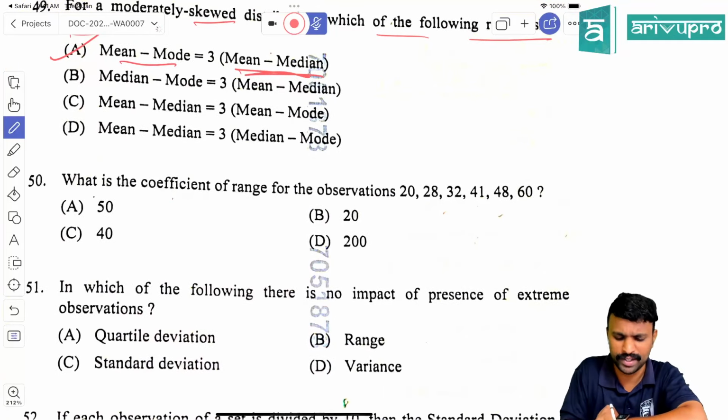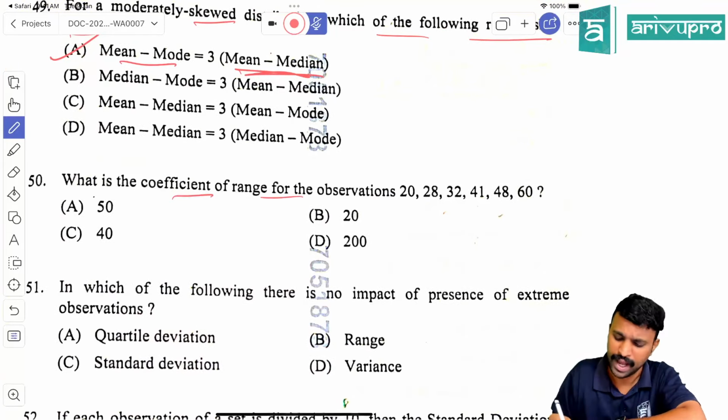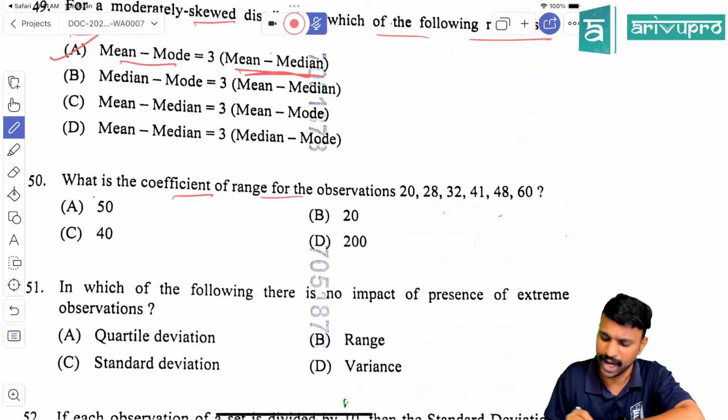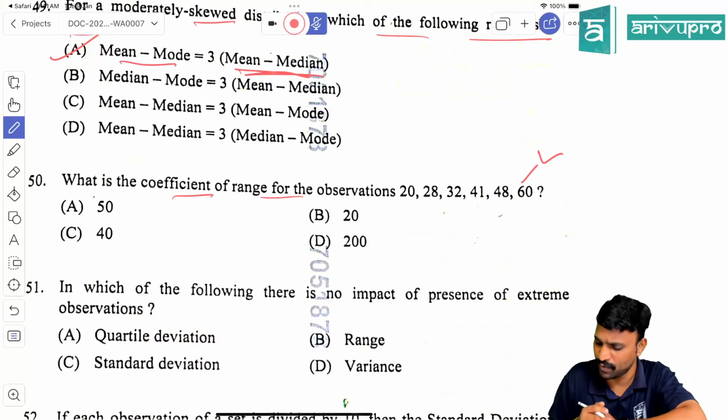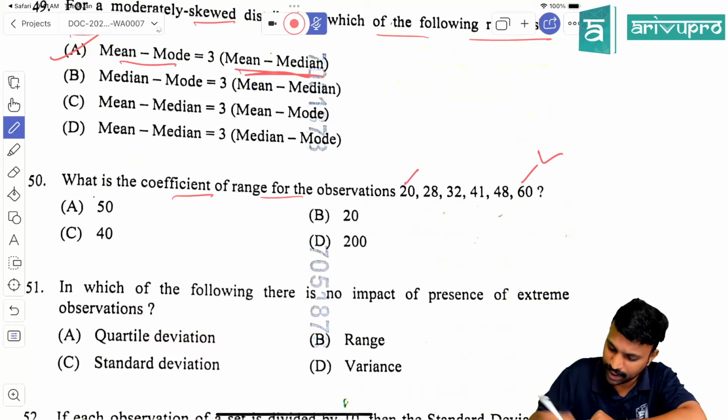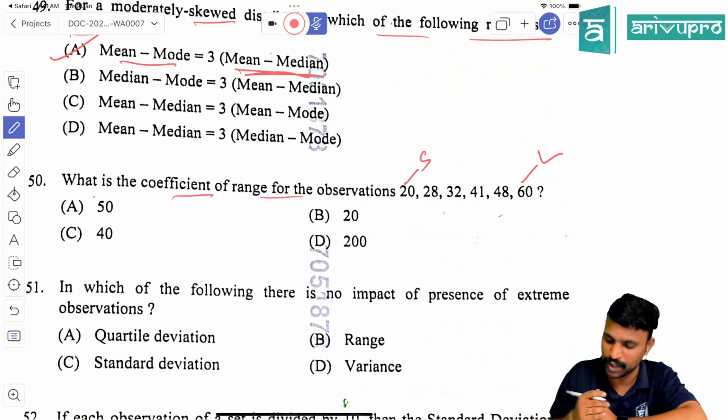Yes or no? What is the coefficient of range for the observations? Guys, first of all, find the range. For finding the range, you have to locate the highest value and the least value. Highest value, that is the largest value, is 60. Least value is 20. Yes or no? Least value, smallest value, is 20.